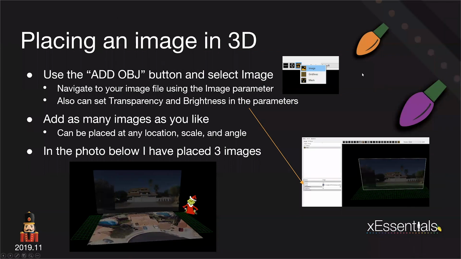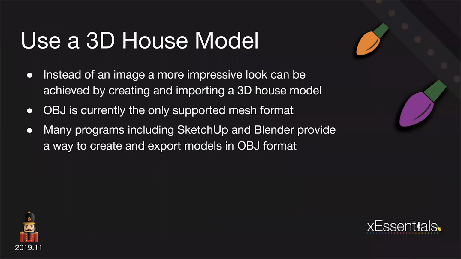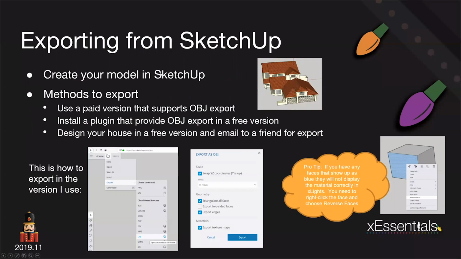Let me go to the next slide. Okay, so this is the second option: you can use a 3D house model. Instead of an image, a more impressive look is achieved if you can create a 3D model of your house and import it. Right now, we only support bringing in a .obj file format. That's a mesh type format, but most programs that you use in 3D have a way to export in that format. SketchUp can do it, Blender can do it. There's a lot of other programs that could be used to do that.